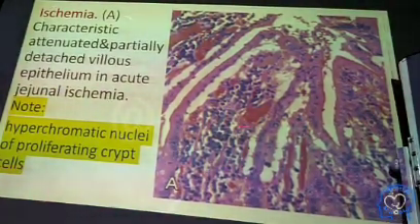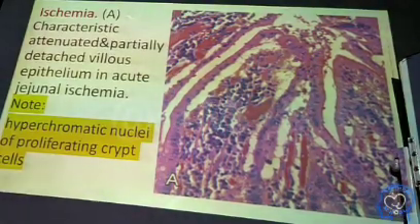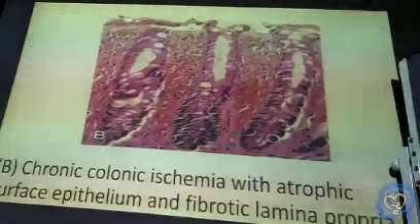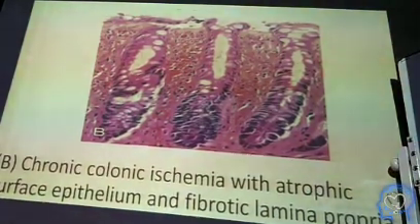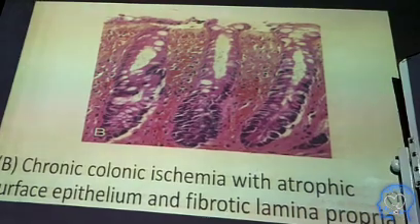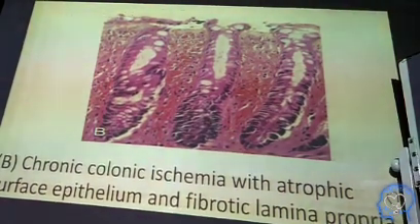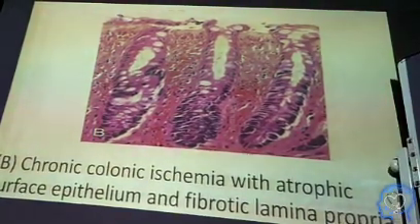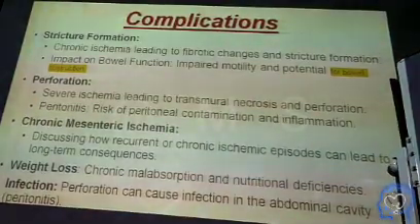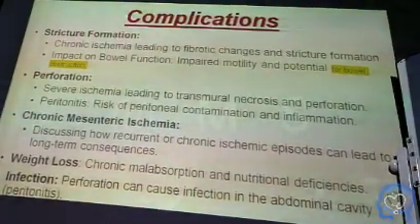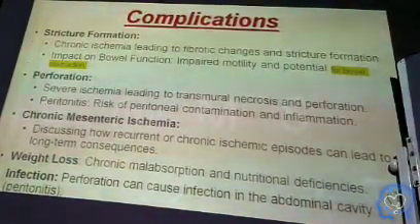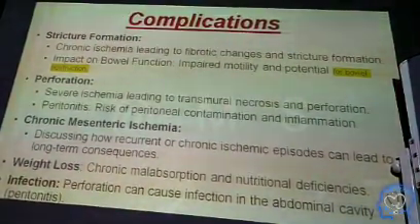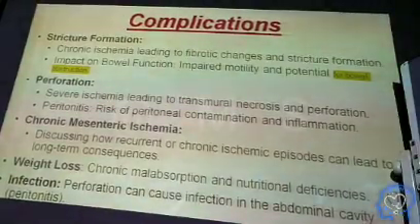So ischemia में हमें hyperchromatic nuclear proliferating cells नजर आ रही हैं, और क्रॉनिक इस्कीमिया में एट्रोफिक सरफेस एपिथेलियम और फाइब्रोटिक लैमिना प्रोप्रिया, ये फाइबर से बनना शुरू हो गई है. तो फाइब्रस टिश्यू लैमिना प्रोप्रिया में बन रहा है. कॉम्प्लिकेशंस की हमने पहले बात कर ली, स्ट्रिक्चर और इसके अलावा परफोरेशन, क्रॉनिक मेसेंट्रिक इस्कीमिया एंड द इन्फेक्शन.